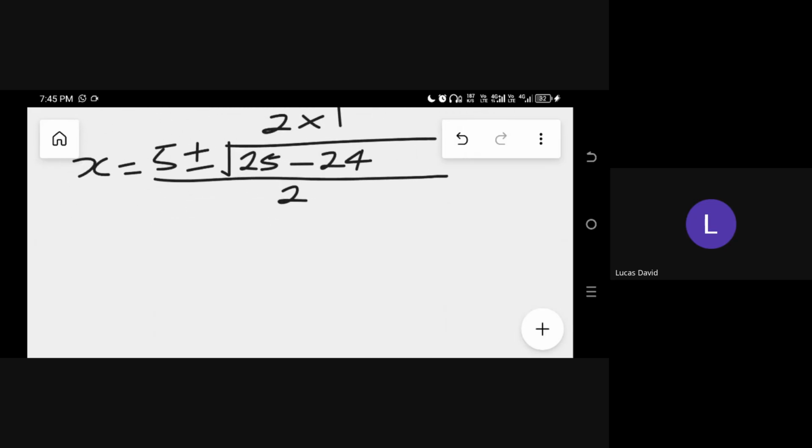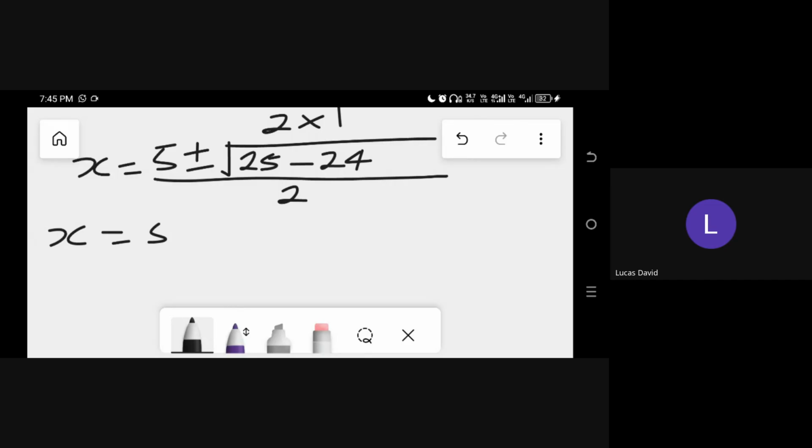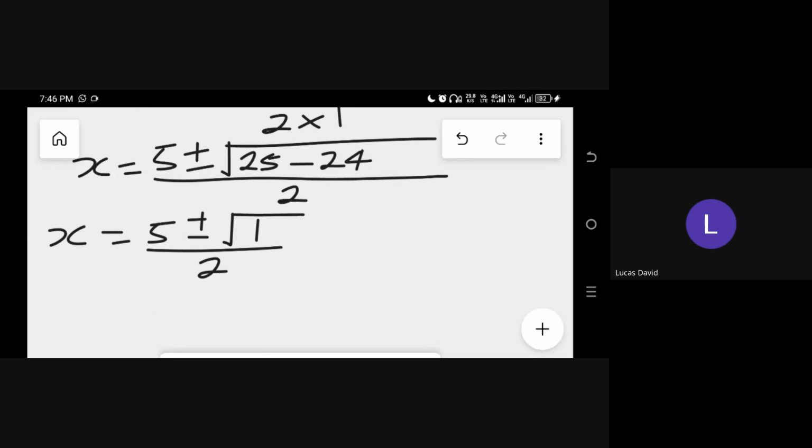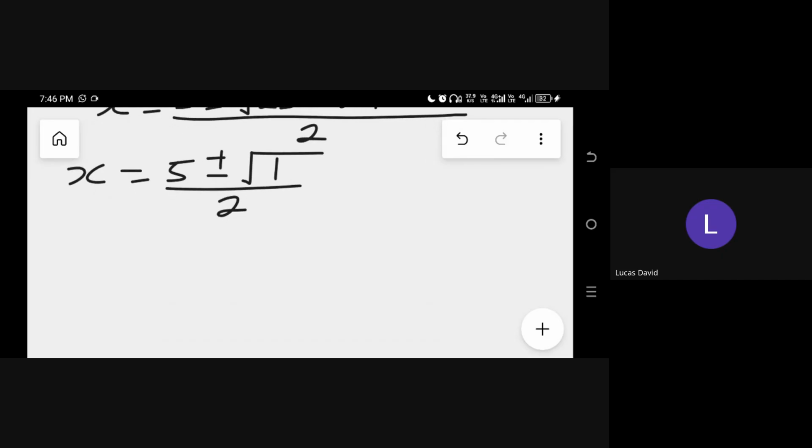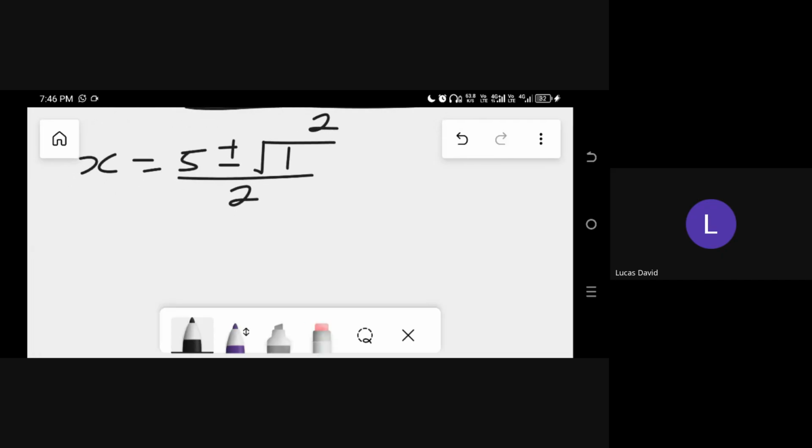Proceeding, we'll have that s is equal to 5 plus or minus 25 minus 24. That's 1. So square root of 1 over 2. Of course, we all know that the square root of 1 is 1. So square root of 1 is 1 over 2. So now we've gotten s is equal to 5 plus or minus 1 over 2.